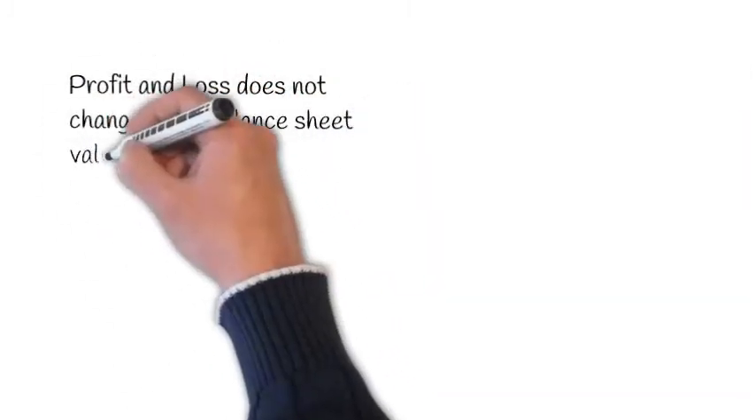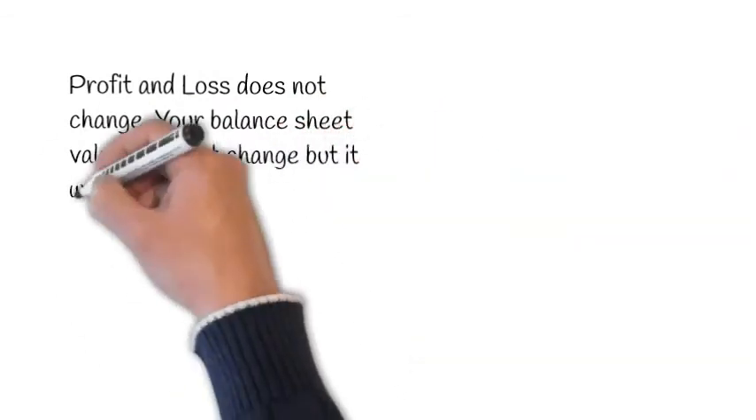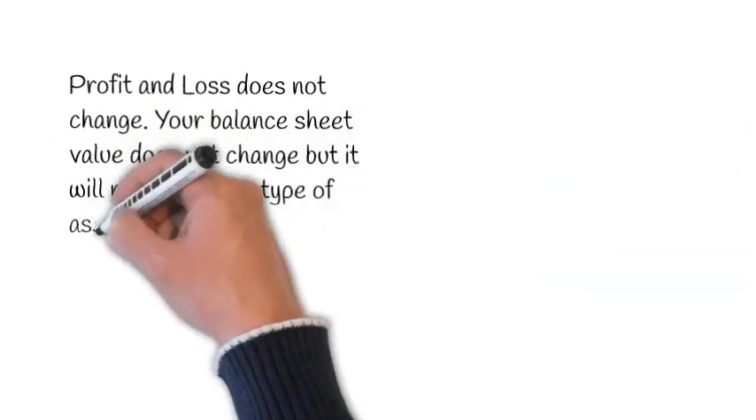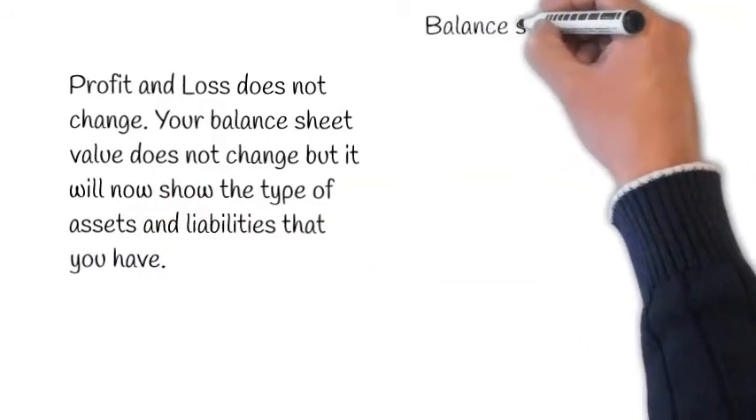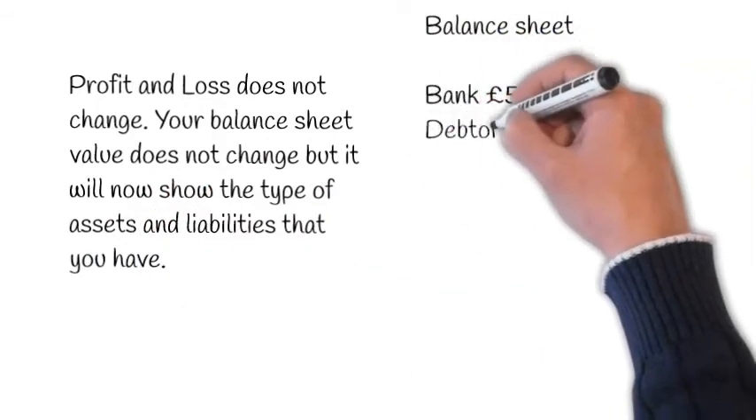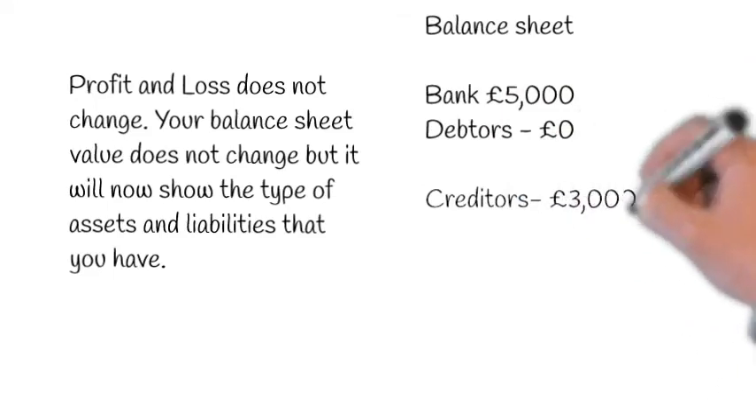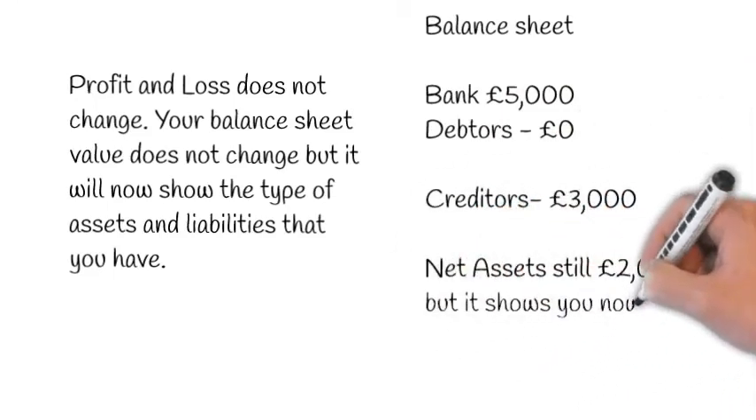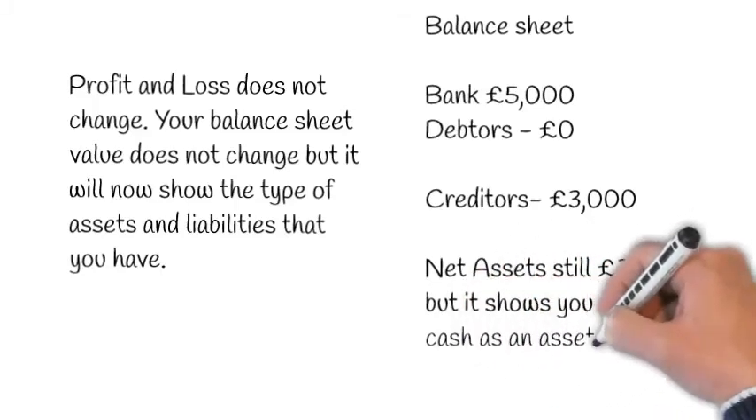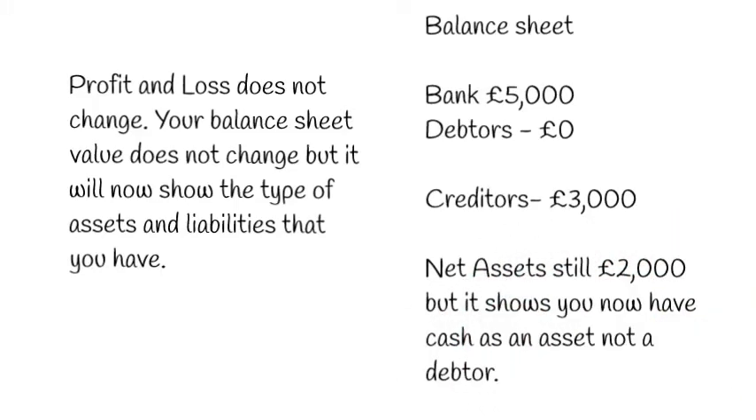Well, the profit and loss doesn't change, your balance sheet value does not change, but it does now show the type of assets and liabilities that you have. The balance sheet will show that you have bank of 5,000, debtors of 0, creditors of 3,000, net assets still £2,000, but it shows now you have cash as an asset, not a debtor, because the credit side reduced the debtors. And now we pay our freelancer.